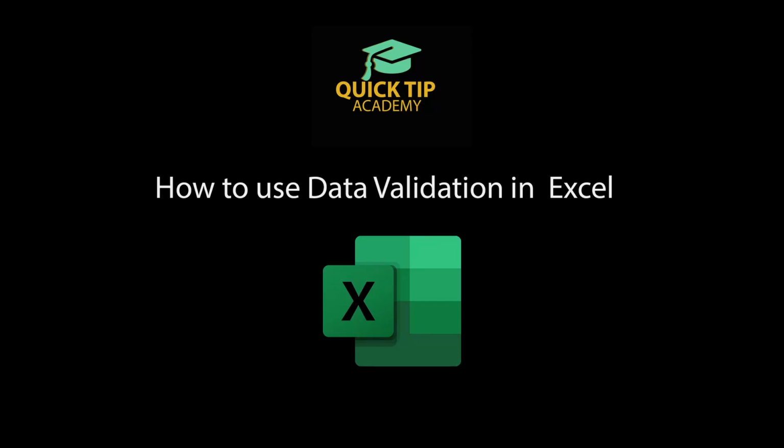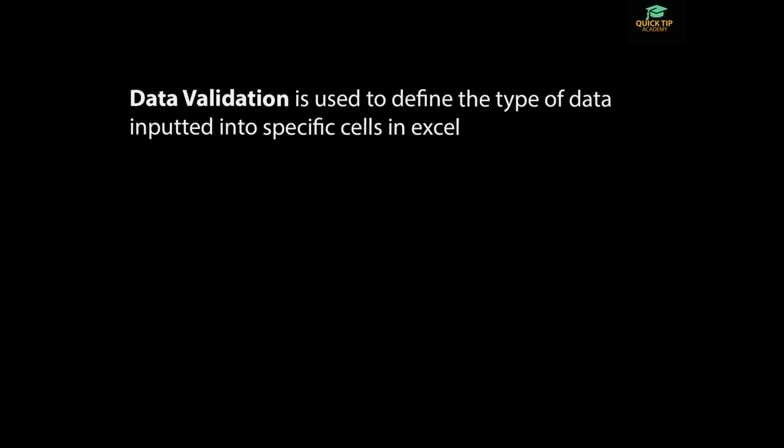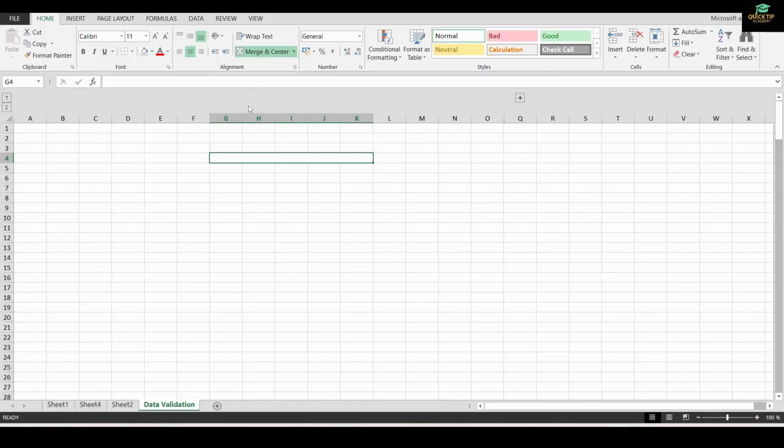Today we will learn a quick tutorial on how to use data validation in Excel. Data validation is used to define the type of data inputted into specific cells in Excel. Today we will use data validation to create a data card that can be used to collect information. Let's call it basic information to collect name, age, country of origin.